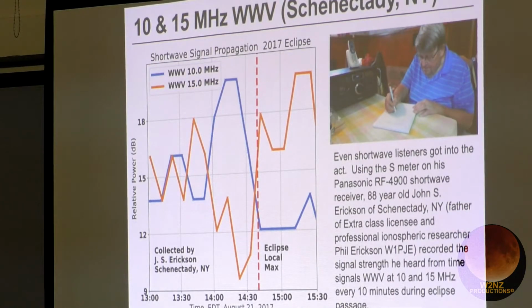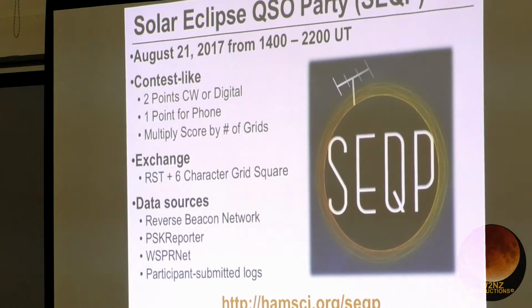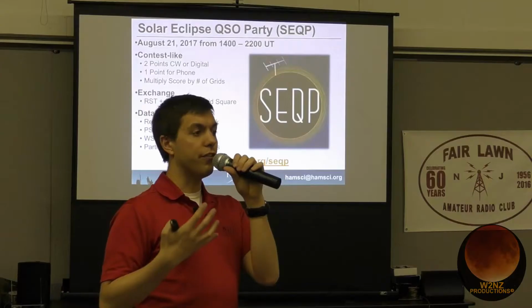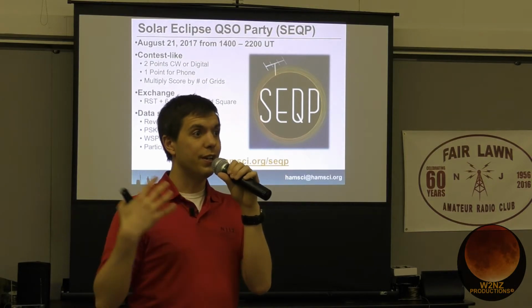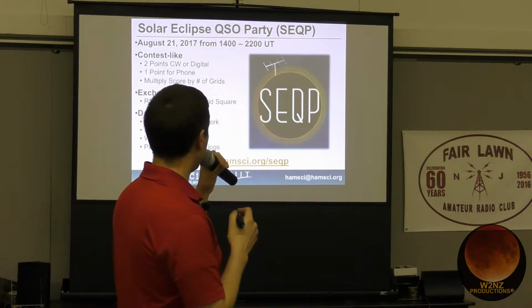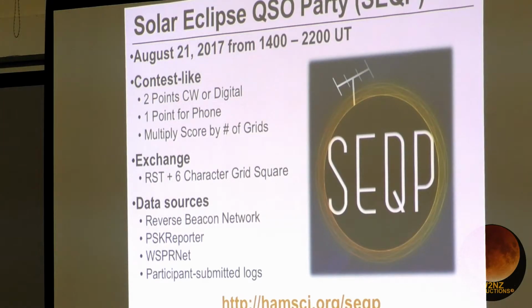It's very nice. So for the Solar Eclipse QSO party, as you know, this was a contest-like event. We had 2 points for CW or digital, and the reason for that is we were relying on things like the Reverse Beacon Network and PSK Reporter to observe the signals, and they do well with CW and digital, but we don't have good automated phone spotting networks yet, so maybe that's something that can be developed.